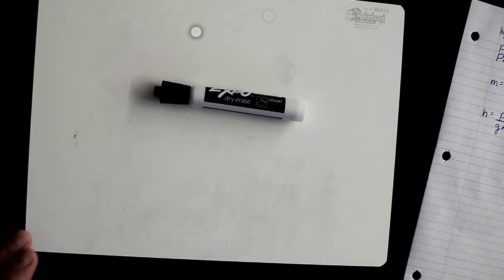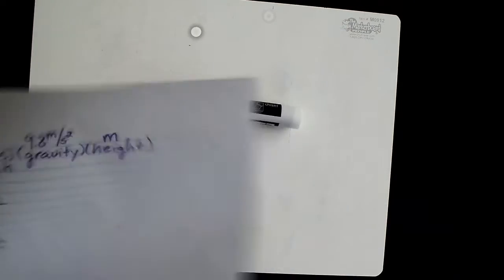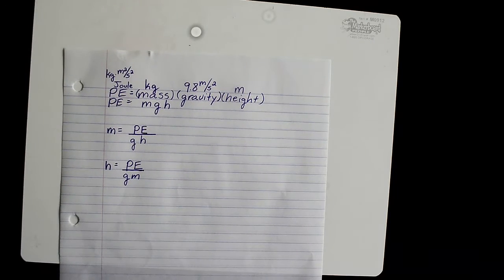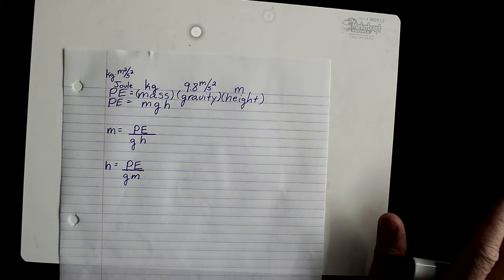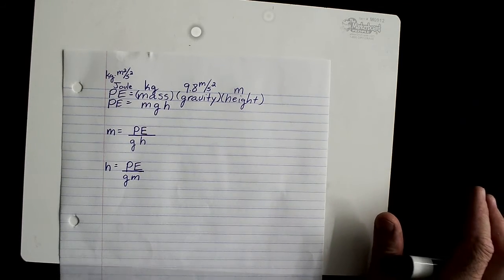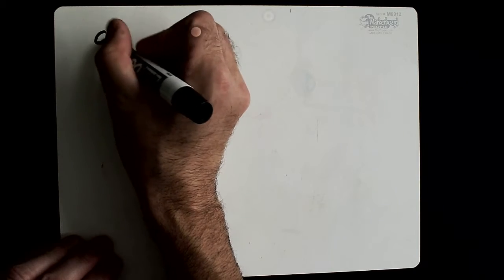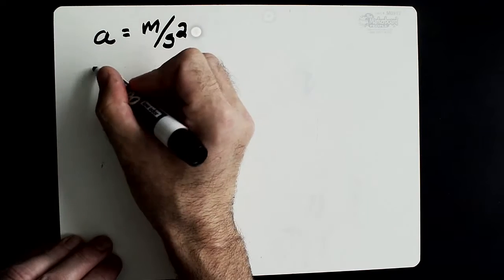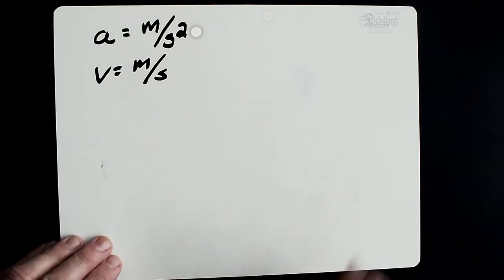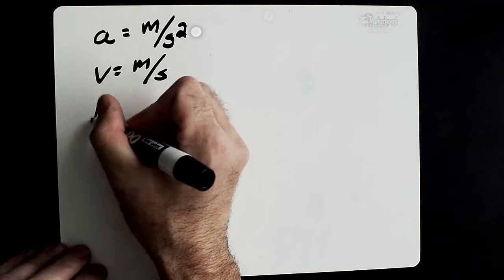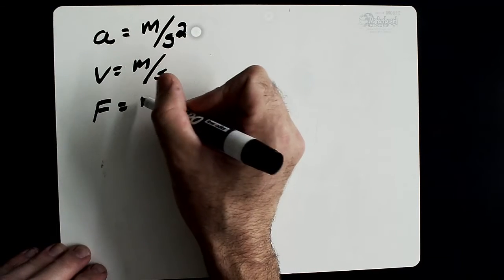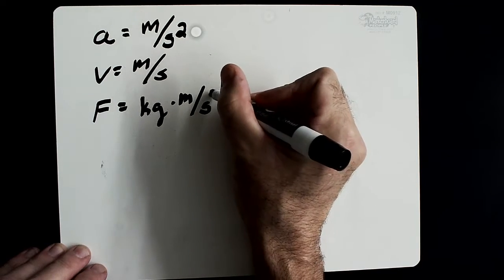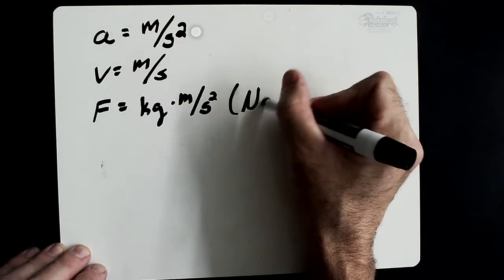Okay, I'm going to go over the energy equations and how to use them, but first, I want to go over the units real quick, just to make sure that you're not getting your units confused. Acceleration is meters per second squared. We could also put velocity equals meters per second, just as a quick review. Force. The unit for force is kilogram meters per second squared, which is also called a Newton.